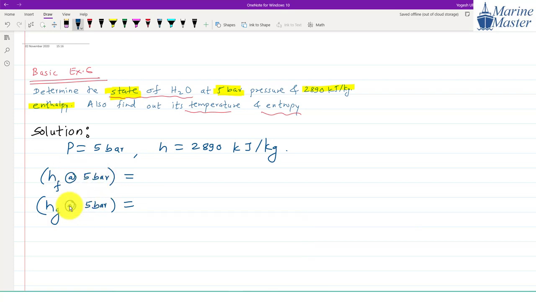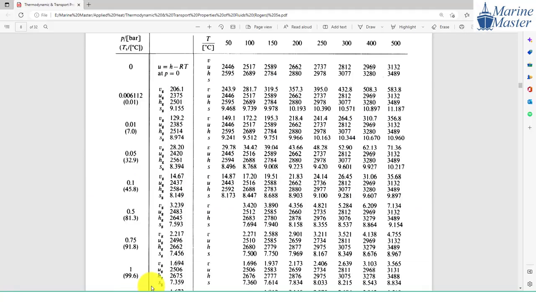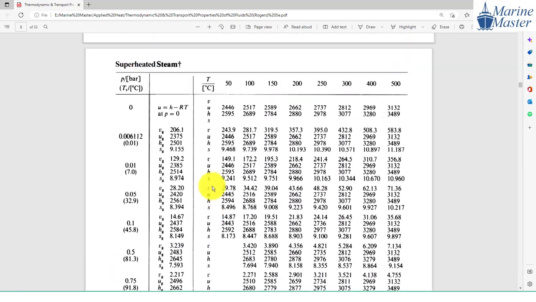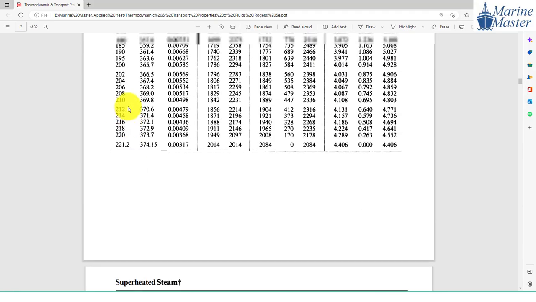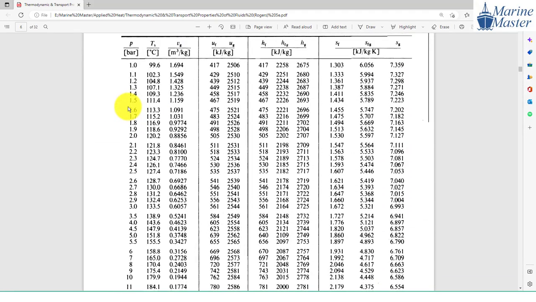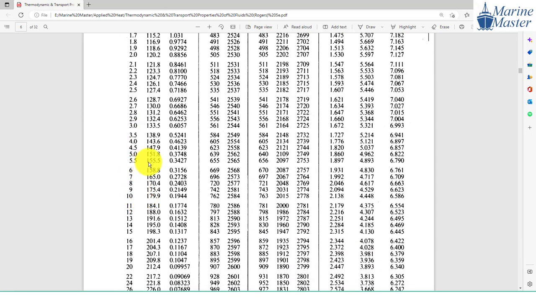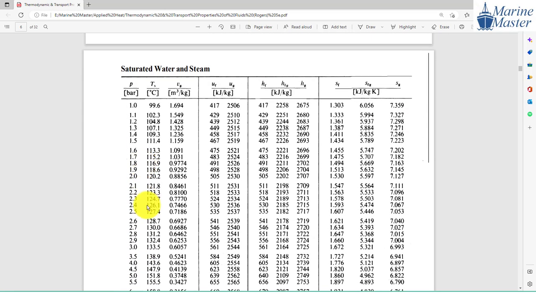So if you see hf and hg at 5 bar, how much are hf and hg at 5 bar, guys? Everyone, observe hf and hg at 5 bar. We need a 5 bar pressure, so we will go to this pressure column. Here we have 5 bar.